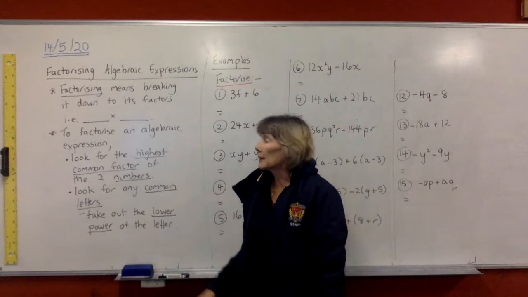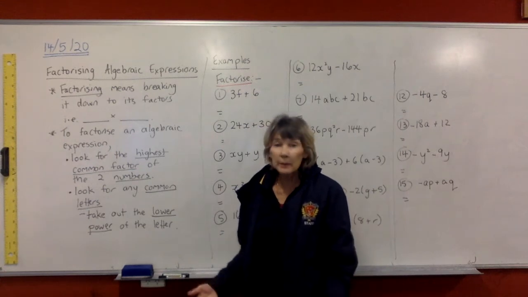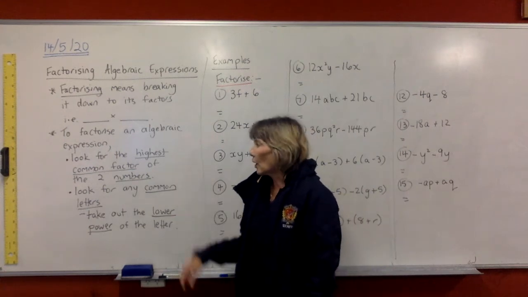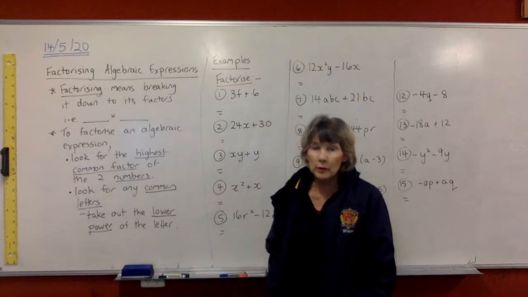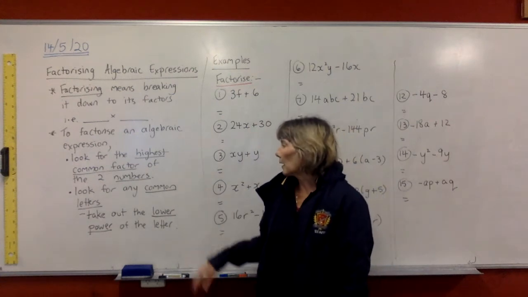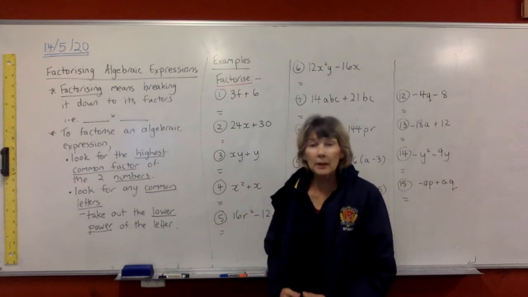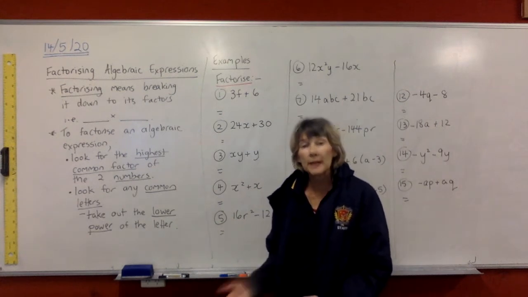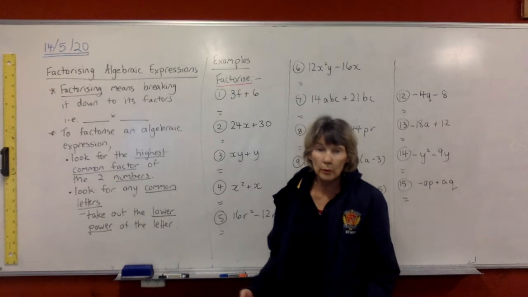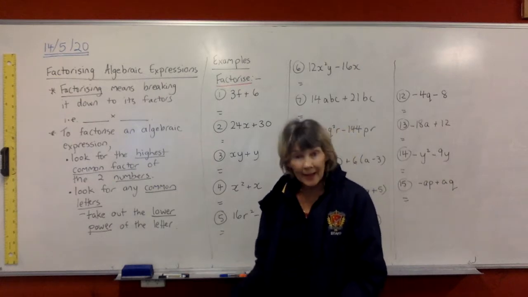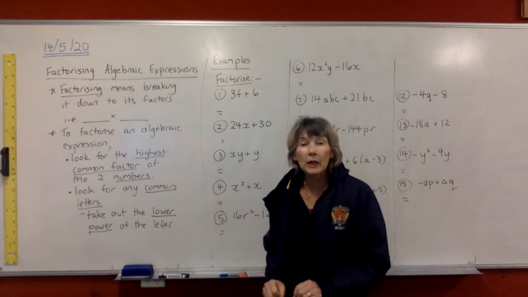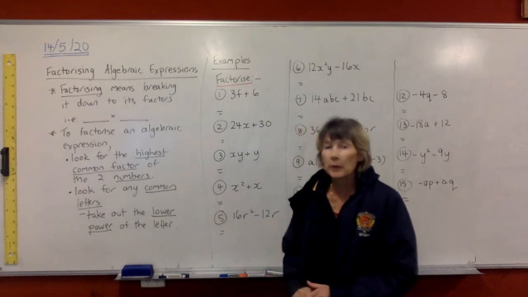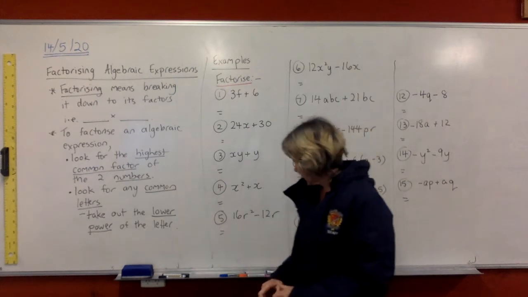So when we're factorising an algebraic expression, just something with letters in it, we're going to look for the highest common factor of the two numbers first. You know how to do that from Year 7. And then we're going to look for any common letters. If there's something that's common to both terms, or to more than two terms, we take out the common factor, the common letter, and we take out the lower power, and you'll see how that works in a minute. Okay, so we're going to go through a few here.